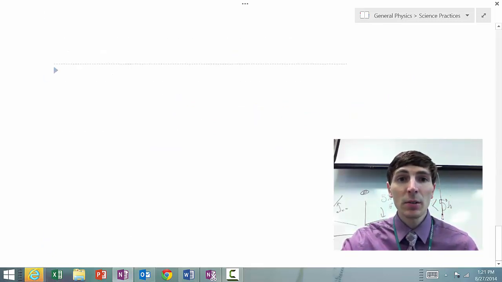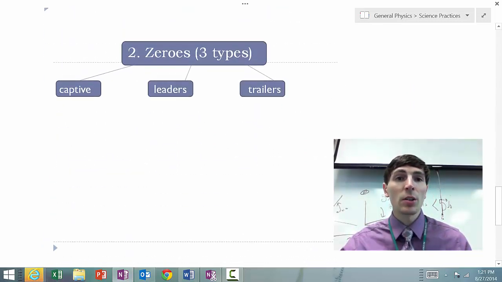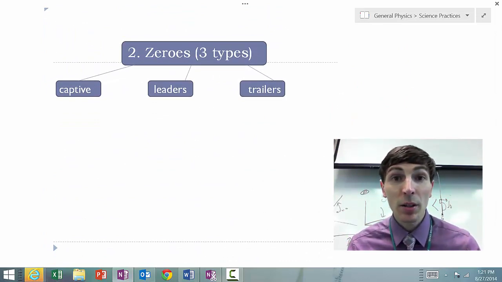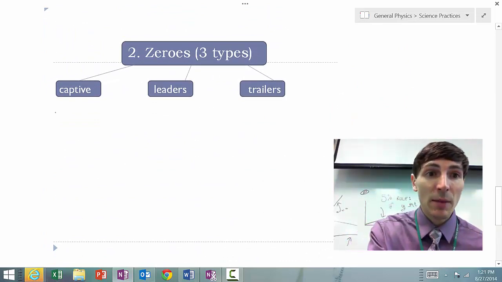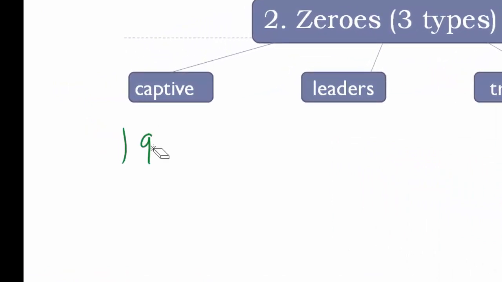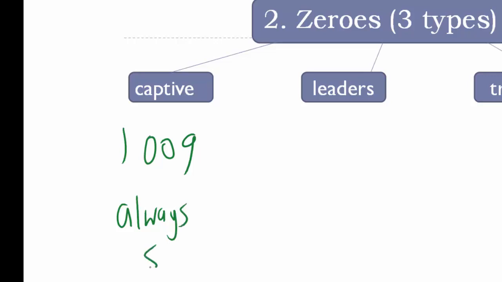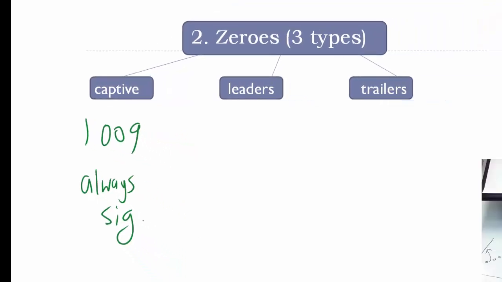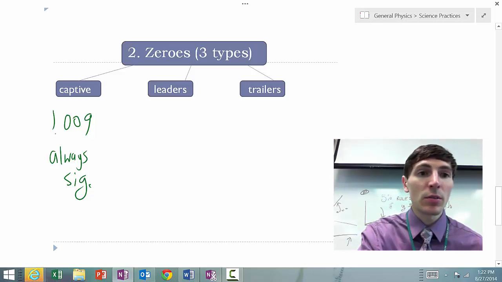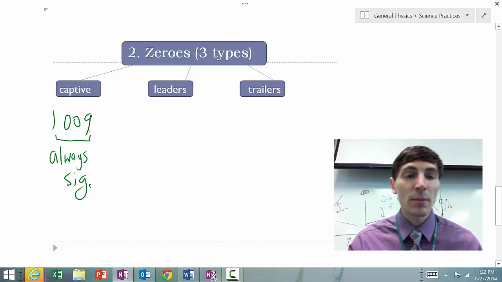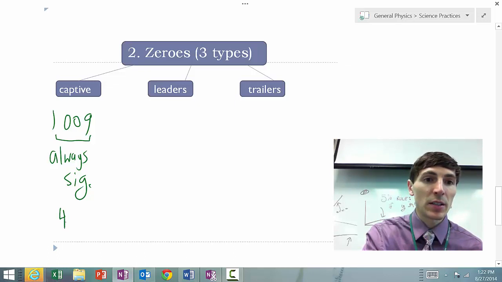The second sig fig rule deals with zeros. And so there's 3 types of zeros. The first type are called captive zeros. So a captive zero is a zero that's kind of like trapped or captive between 2 other numbers. So for example, if I have 1009, those zeros are captive between those other 2 numbers. So whenever we have captive zeros, these are always significant. So we're going to go ahead and count all those numbers, the captive zeros included. There's 4 sig figs there.